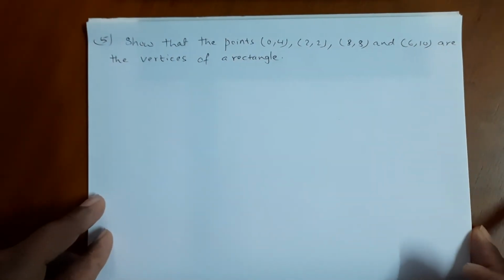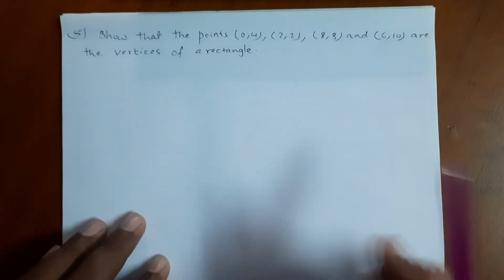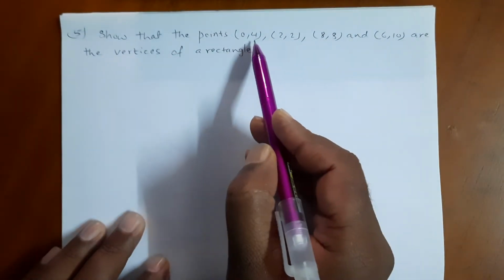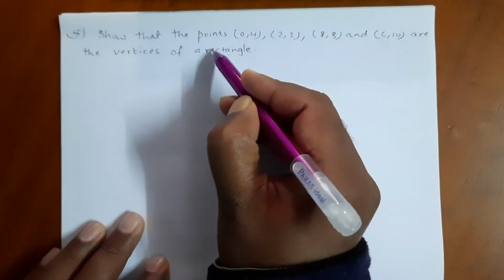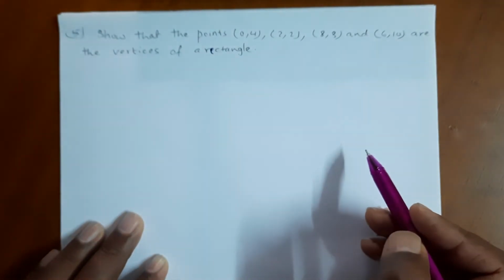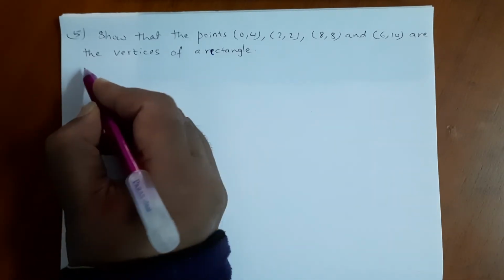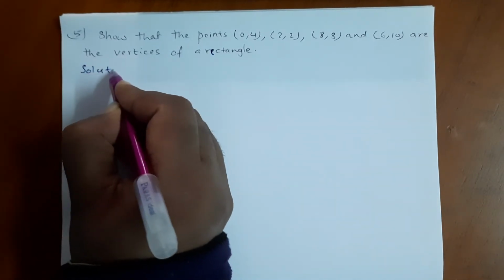Okay, now in this question, what does the question ask? So that the points (0, 4), (2, 2), (8, 8) and (6, 10) are the vertices of a rectangle. We have to show that these are the vertices of the rectangle. Now look at the solution to this question.